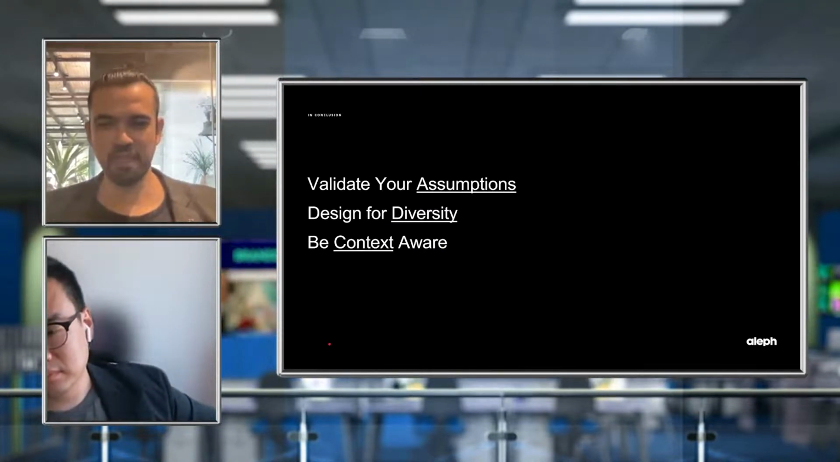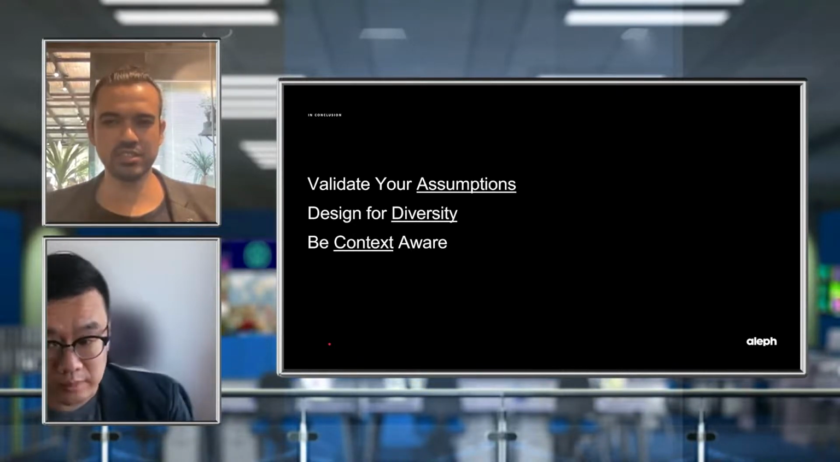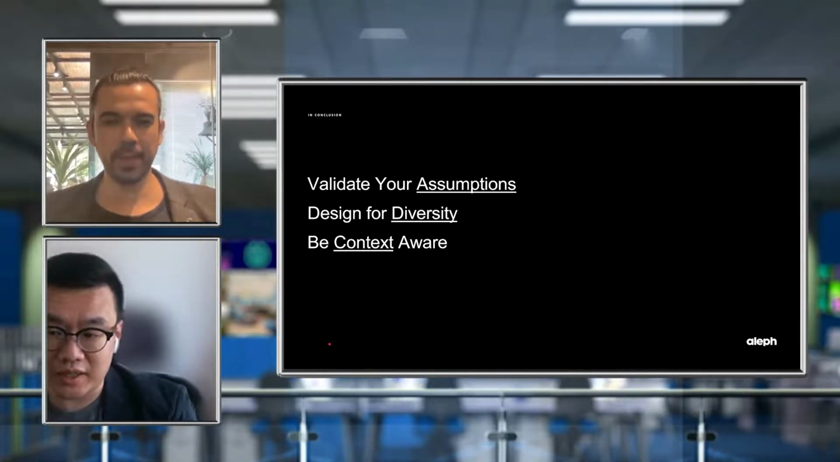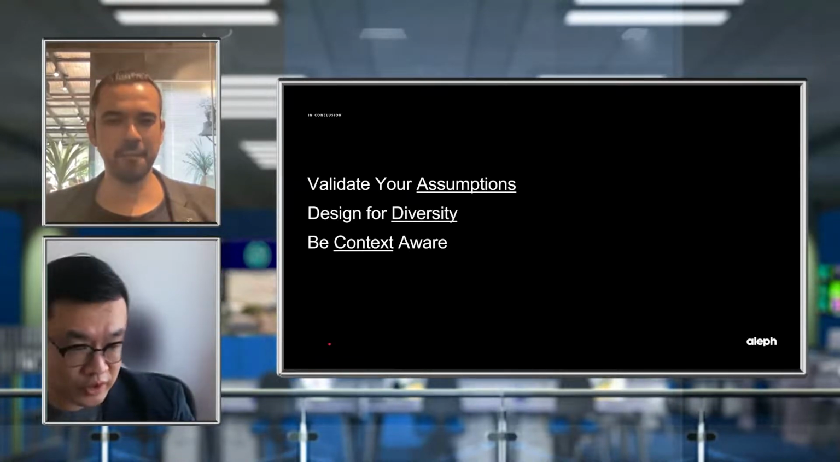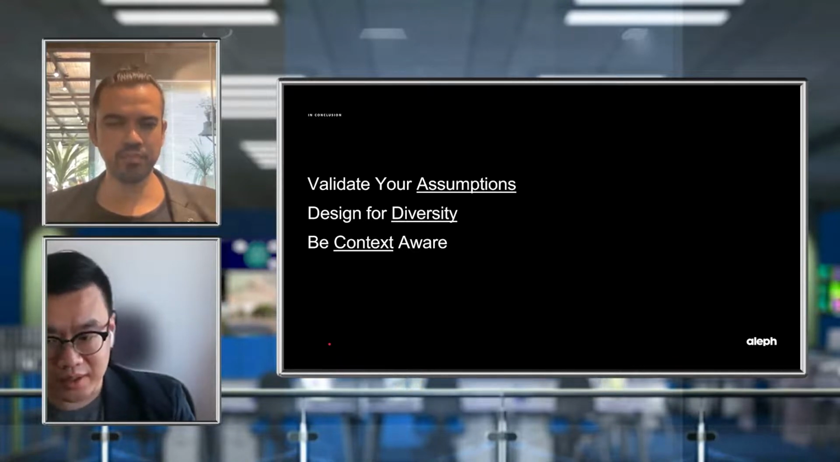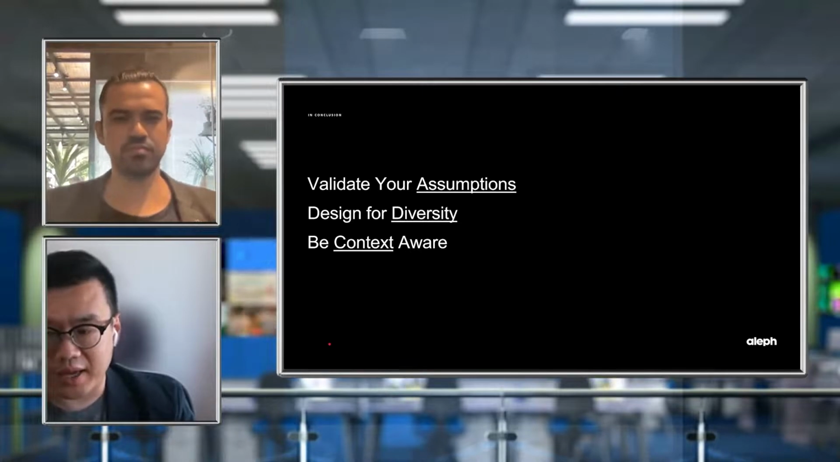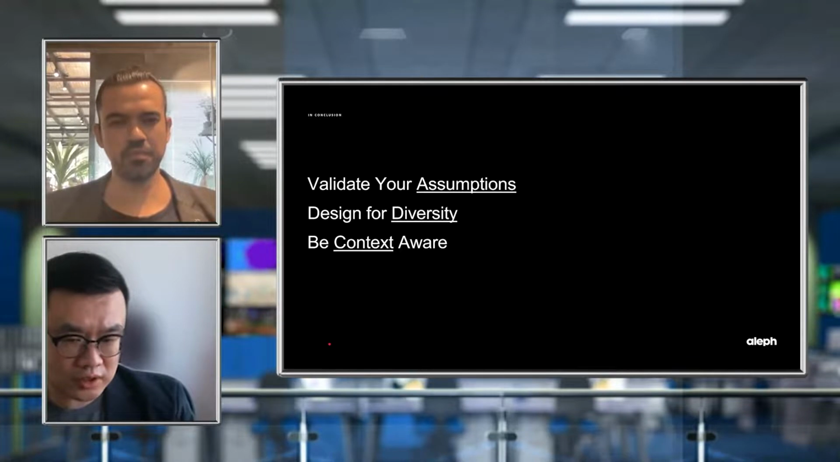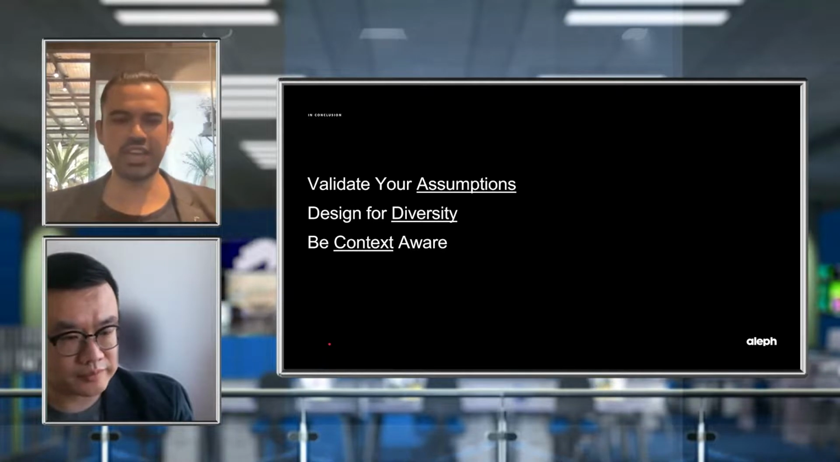Yeah, definitely. I think those are very helpful tips, especially for designing for Chinese consumers. The first point you mentioned, validate your assumptions, is really about removing bias and staying curious, just engaging and conducting research with your real customers when you're designing and building a product. I think a couple of things you mentioned about designing for diversity as well.